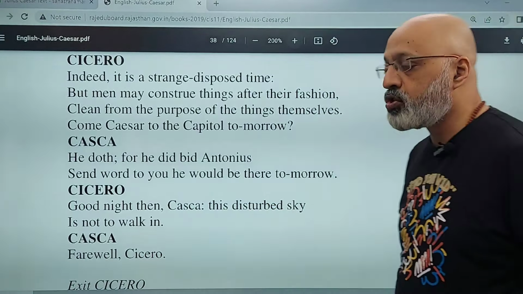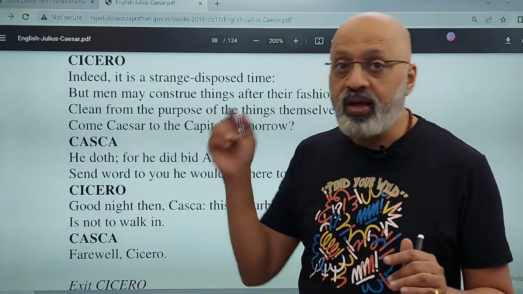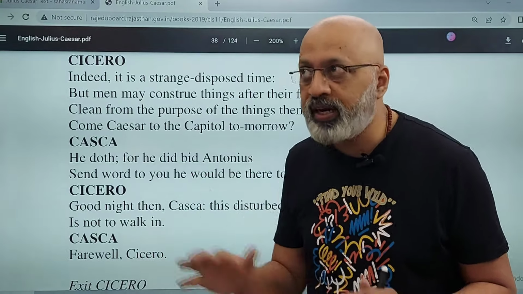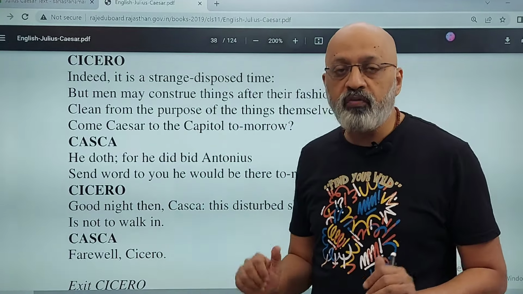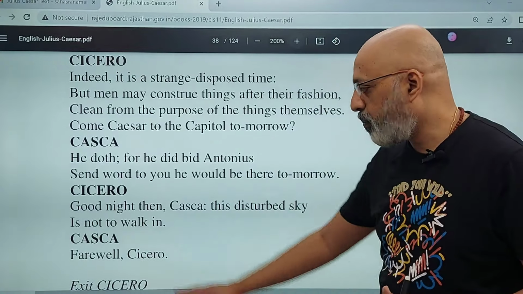This disturbed sky is not to walk in. That this troubled sky, disturbed means troubled, is not fit to walk in. Let's not venture outside because it's definitely looking very troubled. So let's go. So Cicero exits at that point in time.